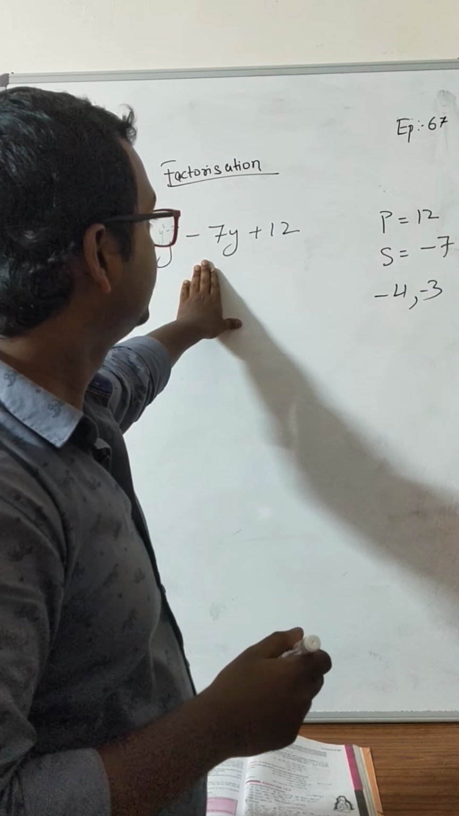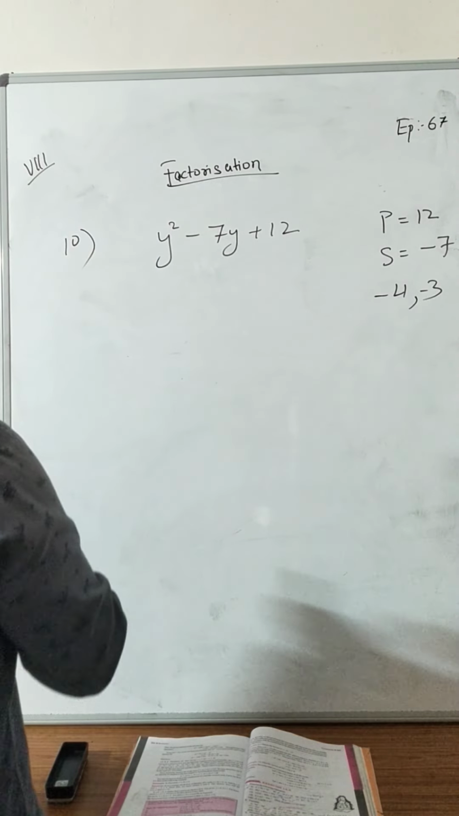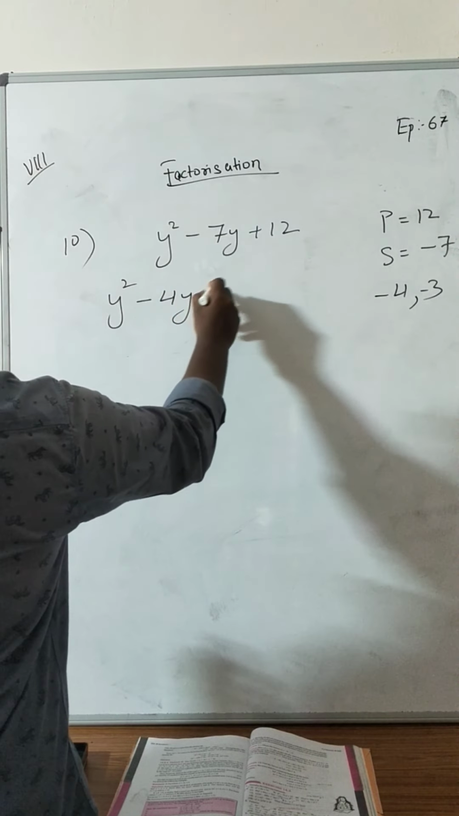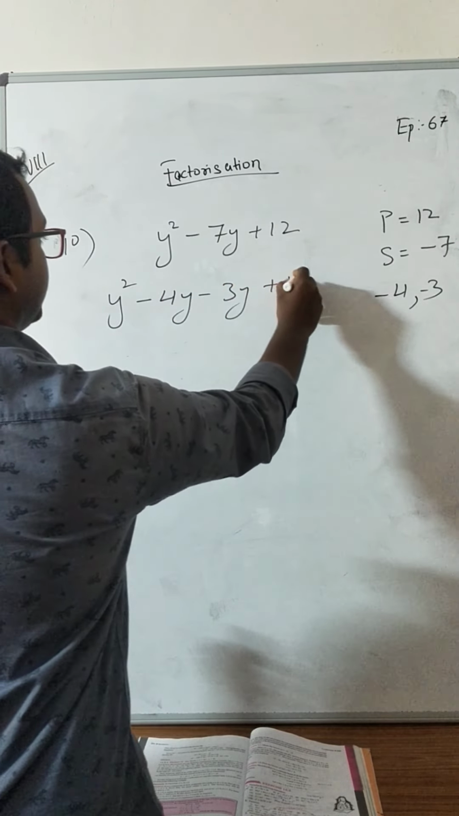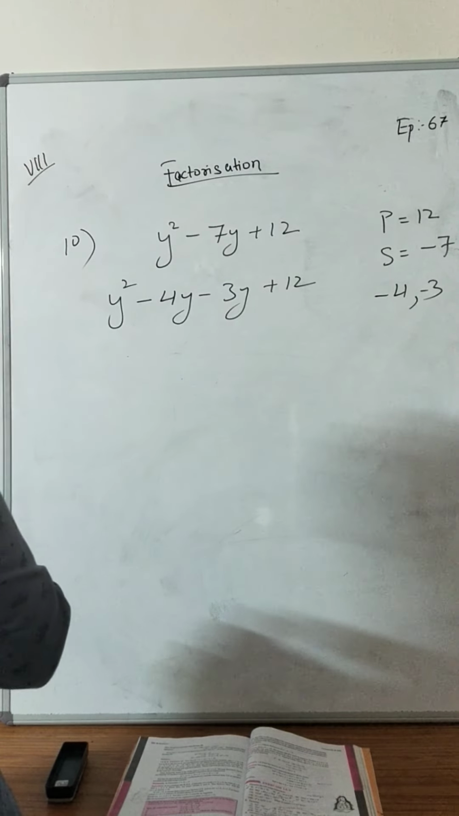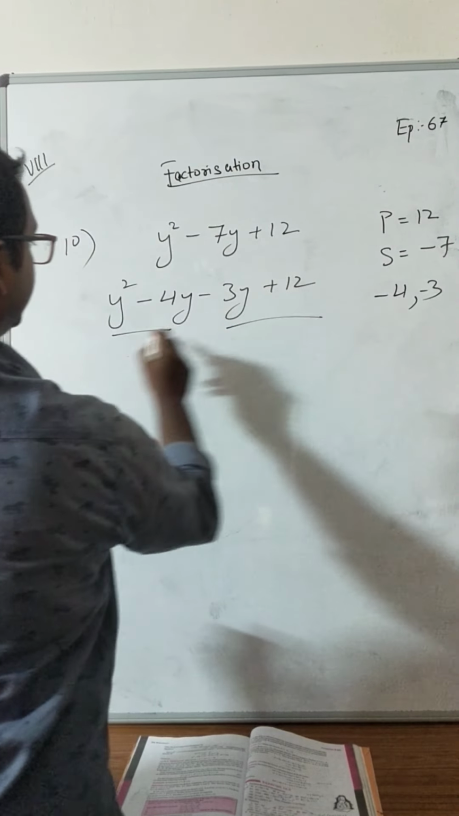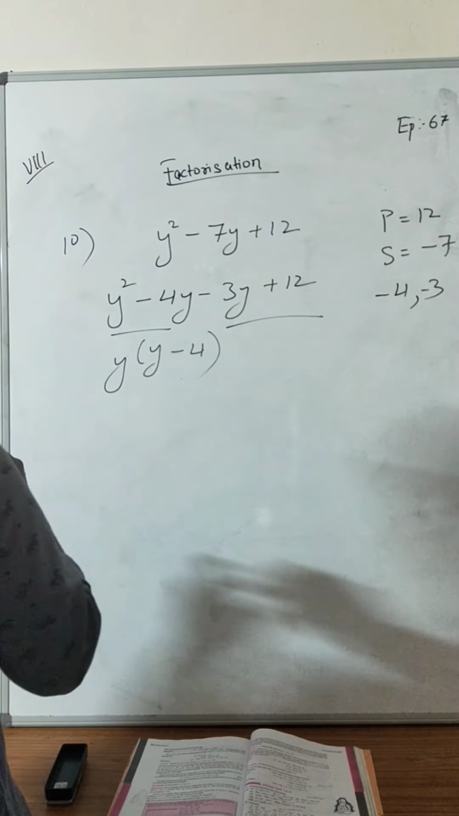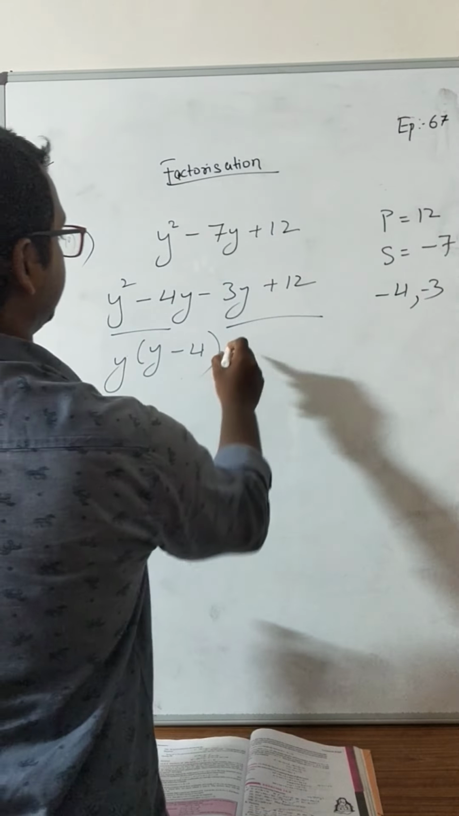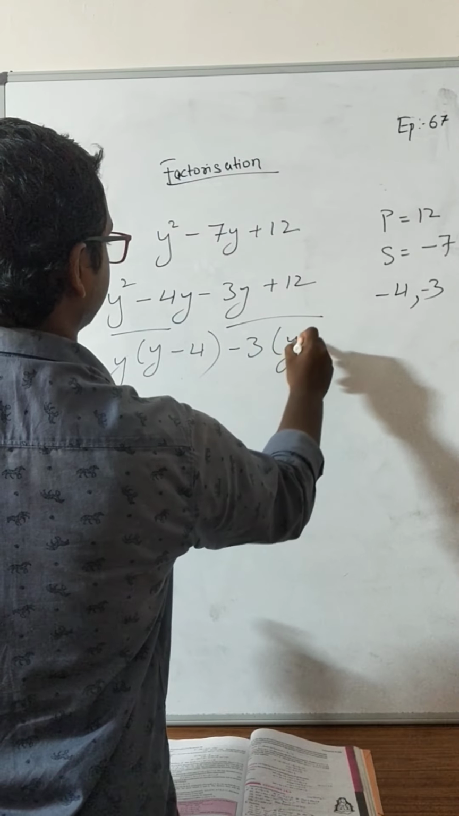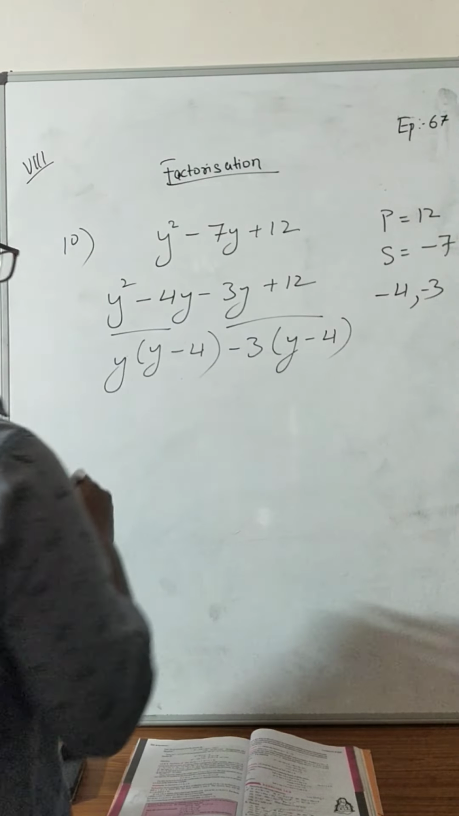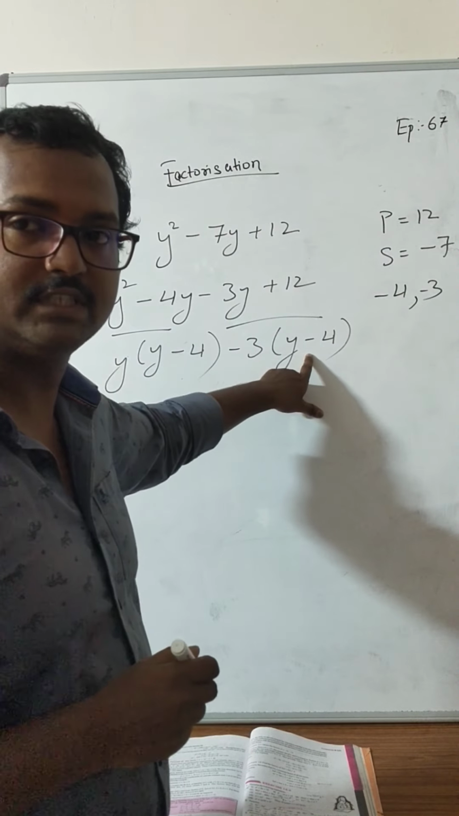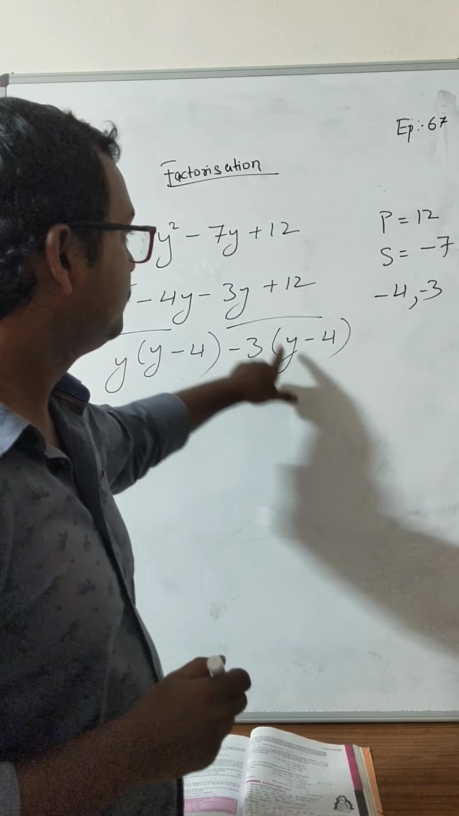Let's try. Y square, I am taking minus 4y, then minus 3y and plus 12. So what can I take common here? Here I can take y common, then I will be left with y minus 4. Here I can take minus 3 common, then I will be left with y minus 4, because I am taking minus outside, the inside sign will change.